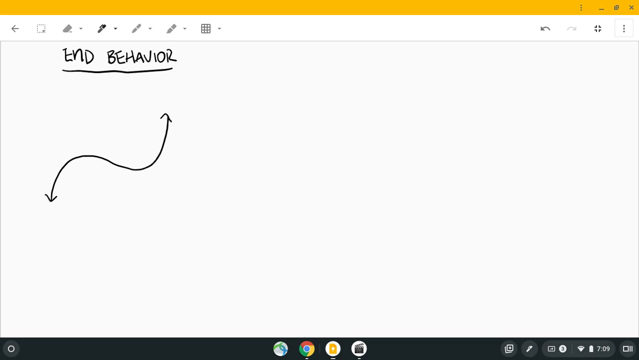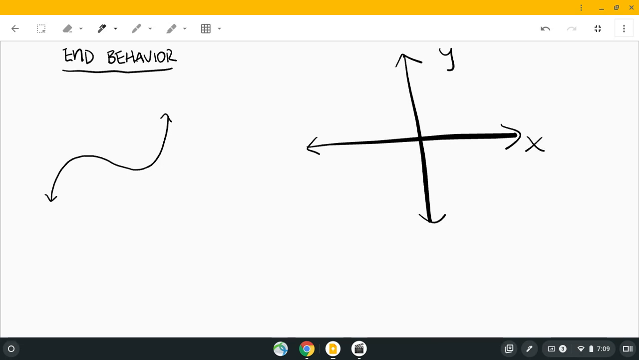Okay. And so this here is the left hand behavior, and this over here is the right hand behavior. This is the left hand behavior. This is the right hand behavior. And so what we want to do, you don't have to copy this part down, but if you look at a graph, we have that's the x-axis. This is the y-axis. You don't have to copy this down.